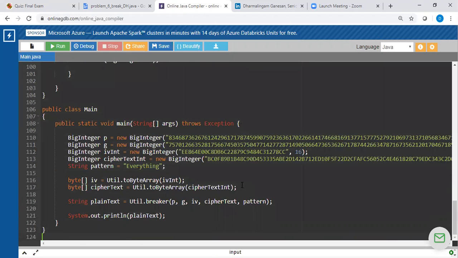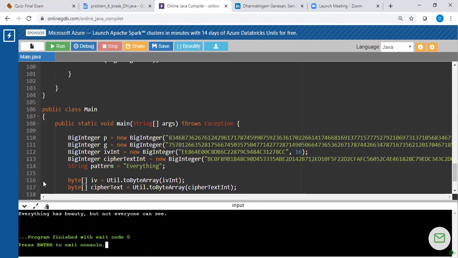Okay, right. So let's run this. Hopefully, it will give us the, yep. As you can see, it found the plain text. Everything has beauty, but not everyone can see.